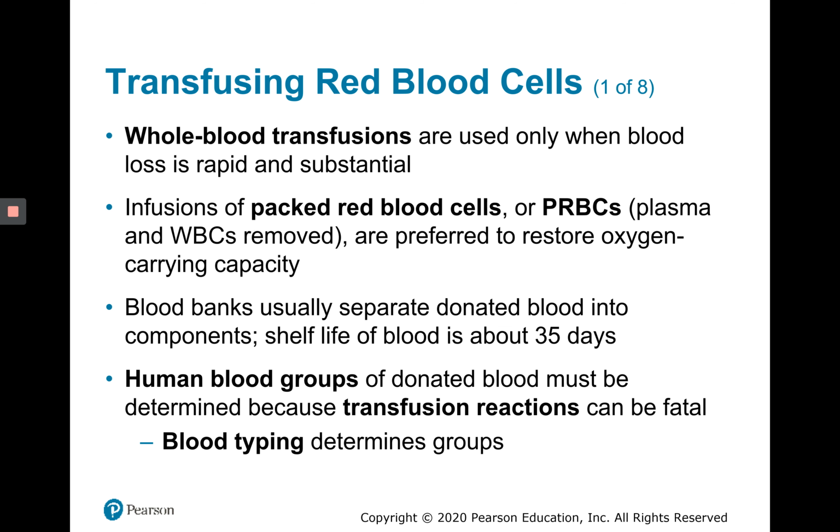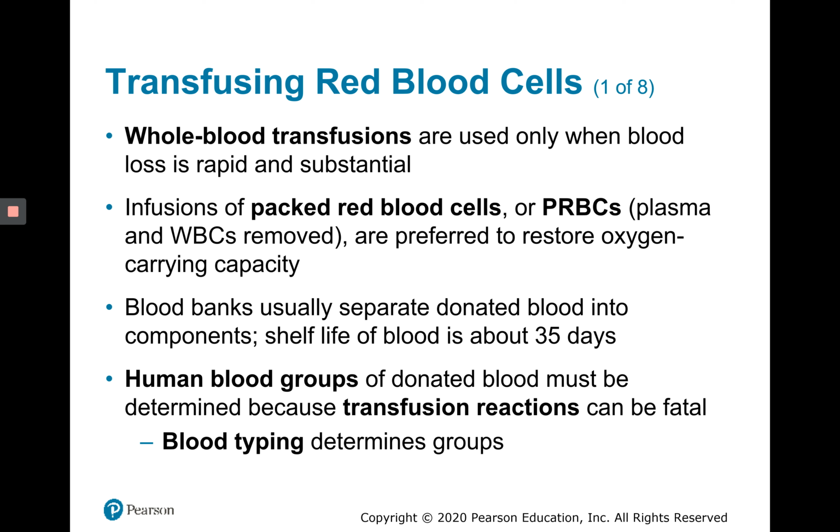So common types of transfusions include whole blood transfusions, where we're going to transfuse both plasma and the formed elements, and these are usually used only when blood loss is rapid and substantial. Much more common are infusions of packed red blood cells, or PRBCs. So this is when plasma and white blood cells are removed. This is definitely preferred if we're trying to restore oxygen carrying capacity.